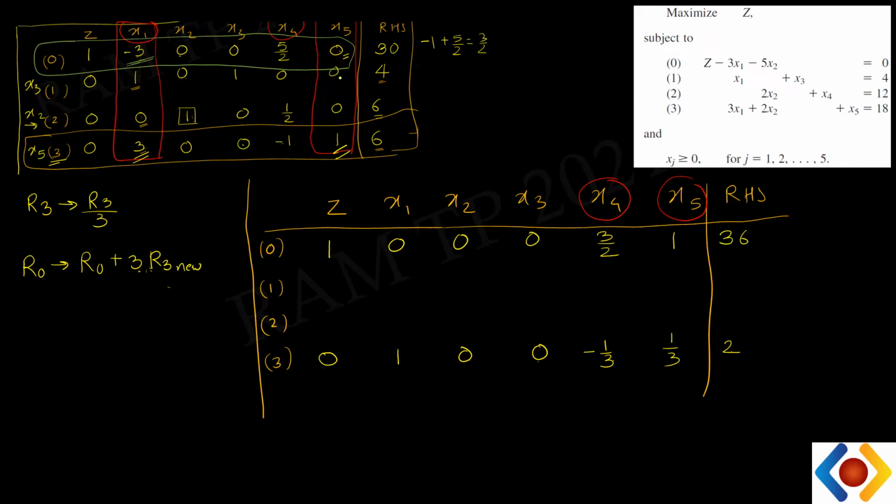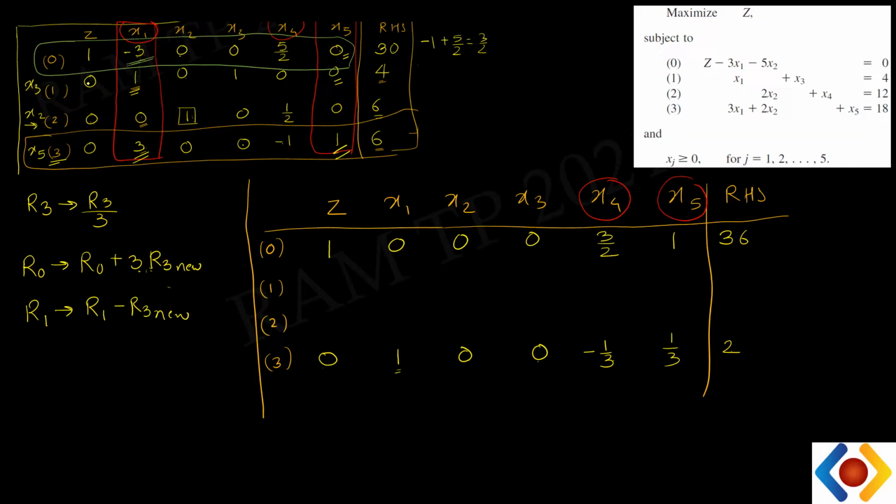Let's move to the next one. I want to make this 0. What do I have here? 1. So we can simply subtract R3 new from this, because we have already made this 1. So what transformation will I use? R1 equals R1 minus R3 new. That's it.